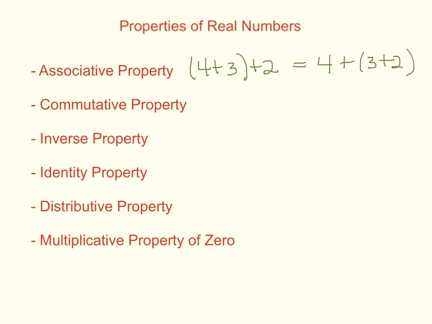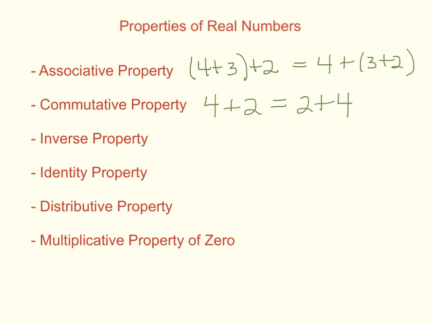Now let's look at the commutative property. The commutative property states that when you're adding and multiplying, the order of the numbers doesn't matter. So 4 plus 2 is going to be the same as 2 plus 4. For the commutative property, what I want you to remember is that the order of the numbers will commute or move. How do you get to school every day? You commute to school, you drive to school, you move to school. The commutative property says it's okay to move.